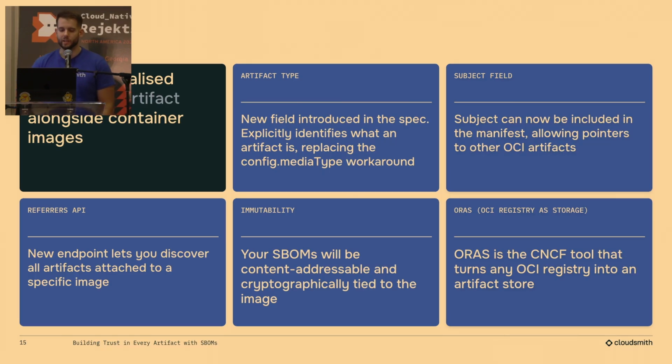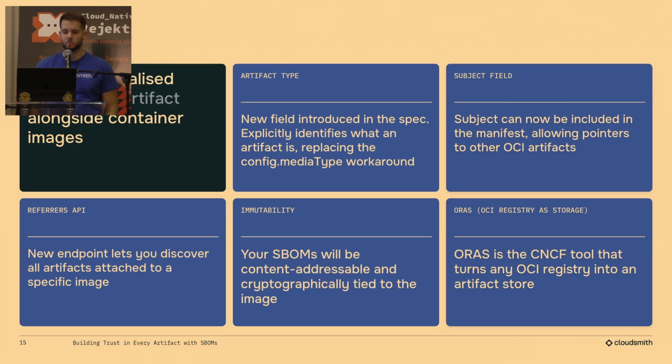The first one is OCI artifacts can have an optional artifact type, so it's not only a container image anymore. It can be anything that you define that makes sense for you in your organization or software. So if it's an SBOM, you can add, I don't know, application/vnd.sbom.v1, for example. That defines what that generic artifact that you're pushing to a registry is.